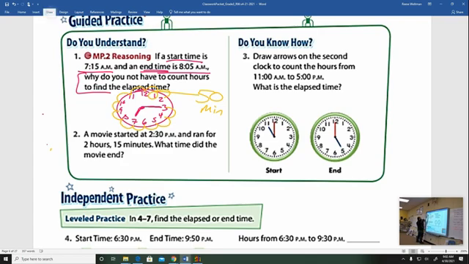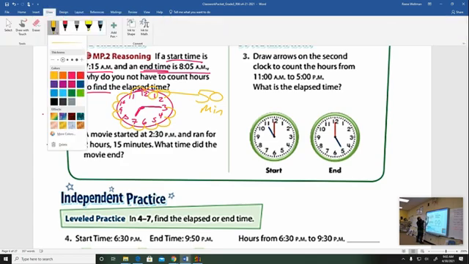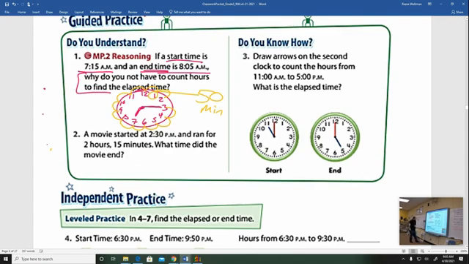Okay, so let's look at this one here. A movie started at 2:30 p.m. and ran for 2 hours and 15 minutes. What time did the movie end? They gave you the time it started, 2:30, and then they told you how long it runs for. That's the time we're looking for. If we go into a movie at 2:30 p.m. and it's 2 hours and 15 minutes long, what time are we going to walk out at the end? Yes, here we go.